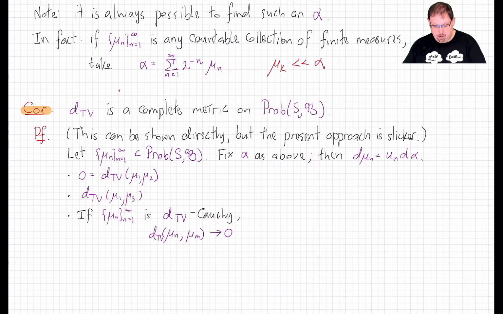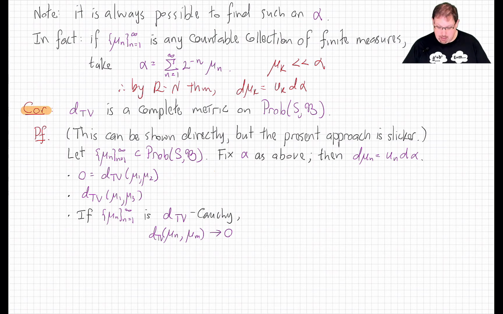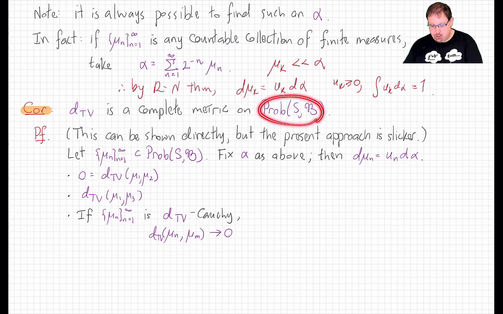And therefore, by the Radon-Nikodym theorem, each of those measures has a density, uk, with respect to this measure alpha, where of course uk is non-negative and integrates to 1. So as a nice application of this fact, we're going to prove the following theorem. Total variation distance is in fact a metric on the set of all probability measures on the space SB, and in fact it is a complete metric.